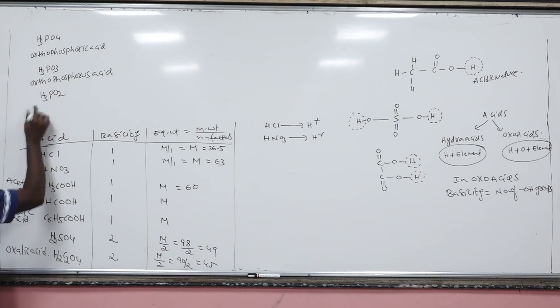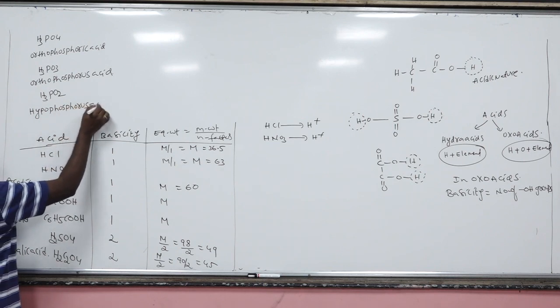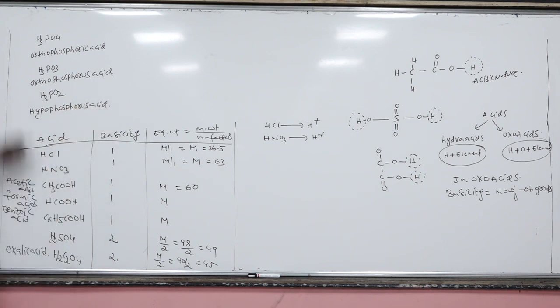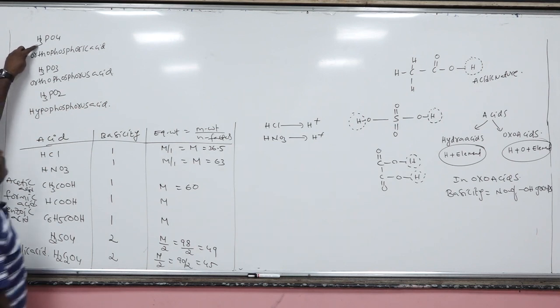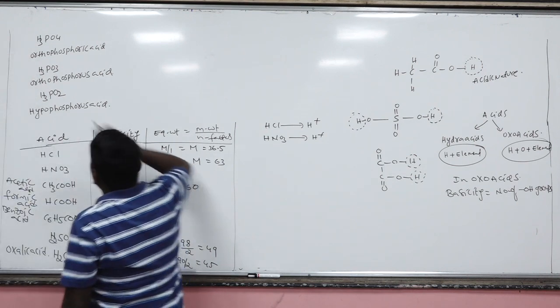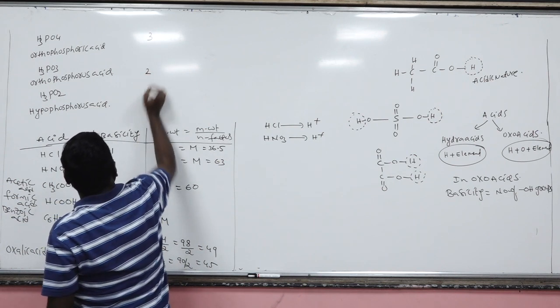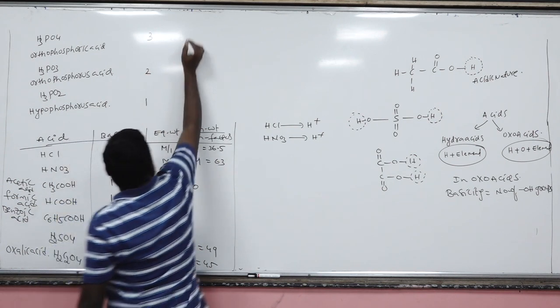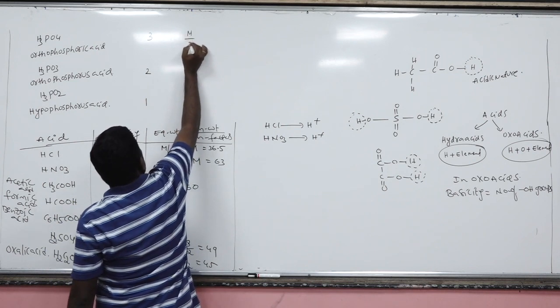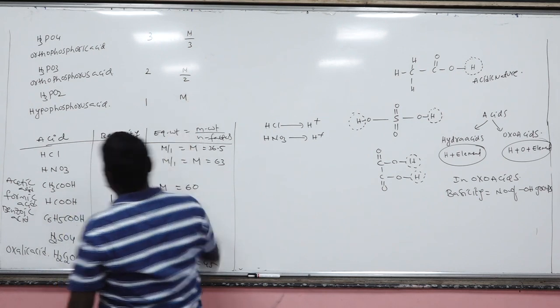H3PO2 is hypo phosphorus acid. Now, what is the basicity here? We can expect 3, here also 3, here also 3, because 3 hydrogens are present in each molecule. But actually, this is the basicity 3, this will be the basicity 2, and this will be the basicity 1. And equivalent weight is equal to molecular weight by 3, this will be molecular weight by 2, and this will be molecular weight by 1.